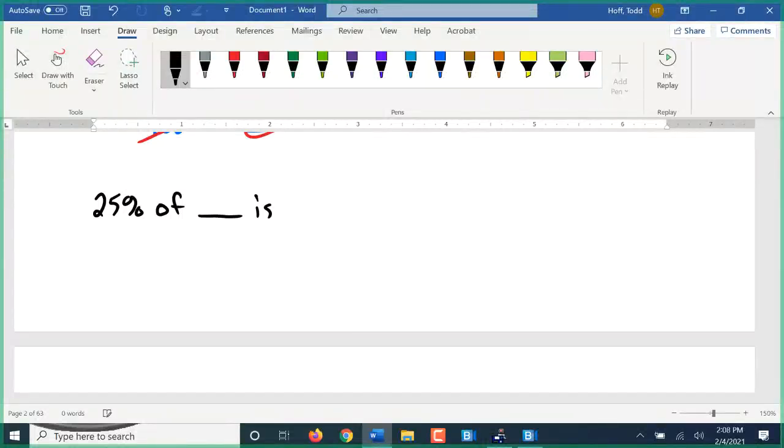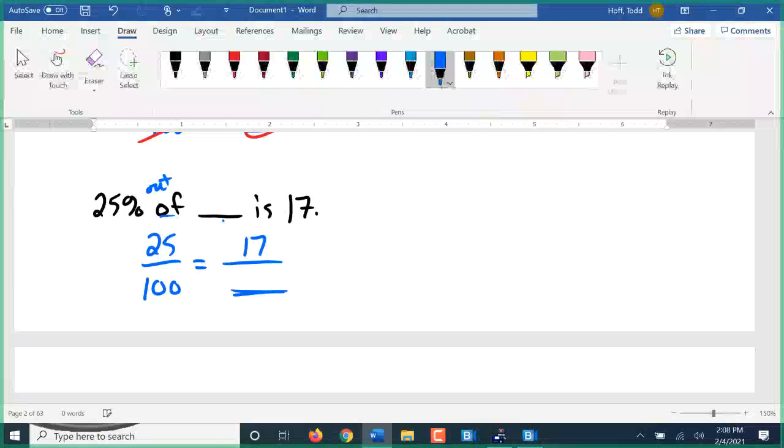We have 25% of blank is 17. Well, again, we start with the percent. 25% is 25 out of 100. Of blank, if you read that as out of blank, that implies the missing number goes on bottom. So the 17 must go on top. Now again, we have one number missing. We have all the other three. We can cross multiply and divide to find the missing number. We find the two numbers that are diagonal, in this case the 100 and the 17, and we multiply them. 100 times 17 is 1,700.